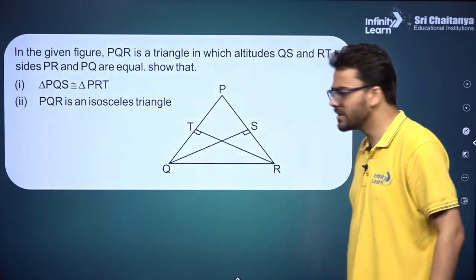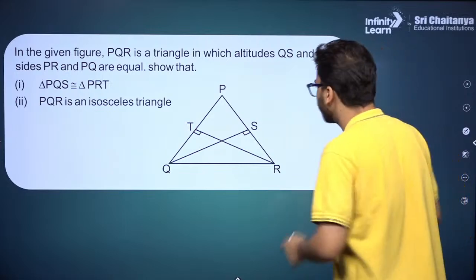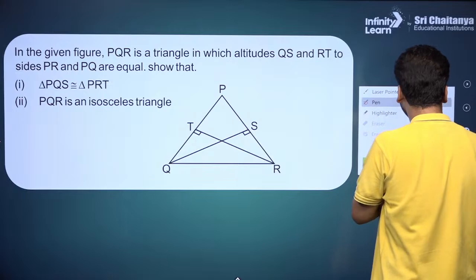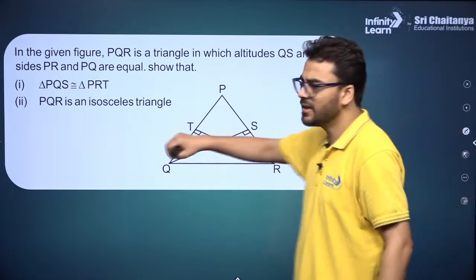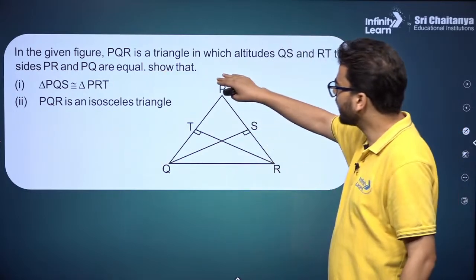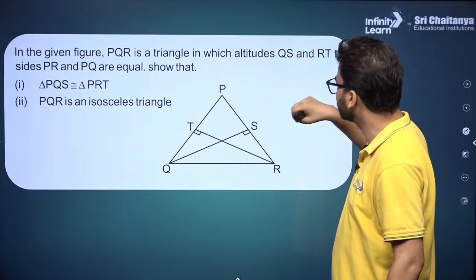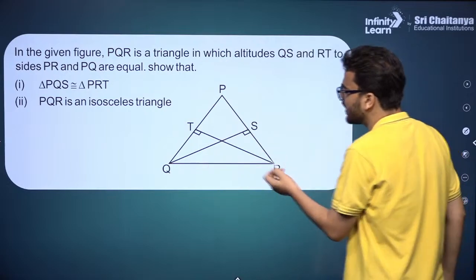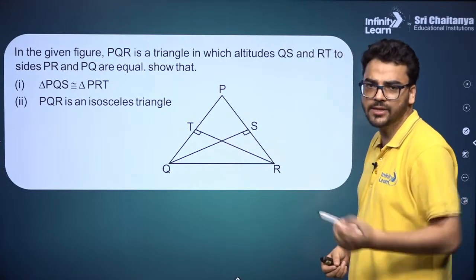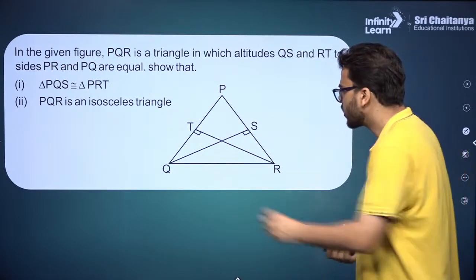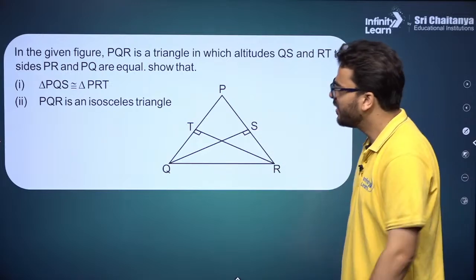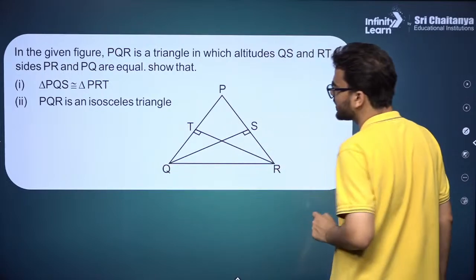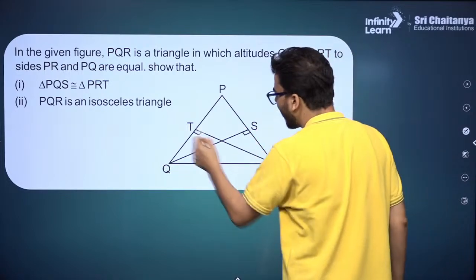How can we do this question? This is also a simple question. It is given that PQR is a triangle in which altitudes QS and RT are equal. Altitudes means heights, so QS and RT are equal. We need to prove that PQS is congruent to PRT.